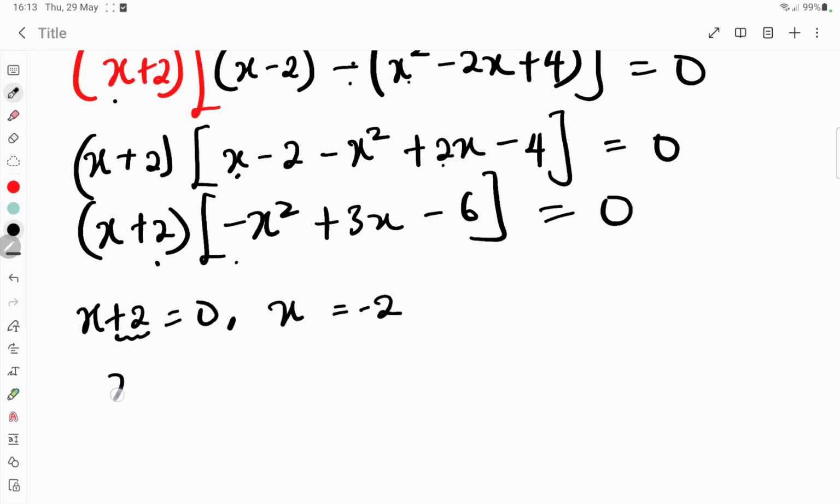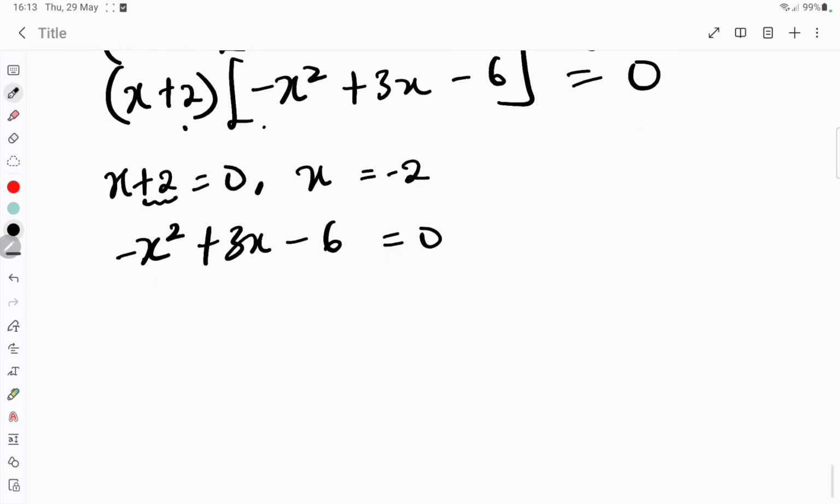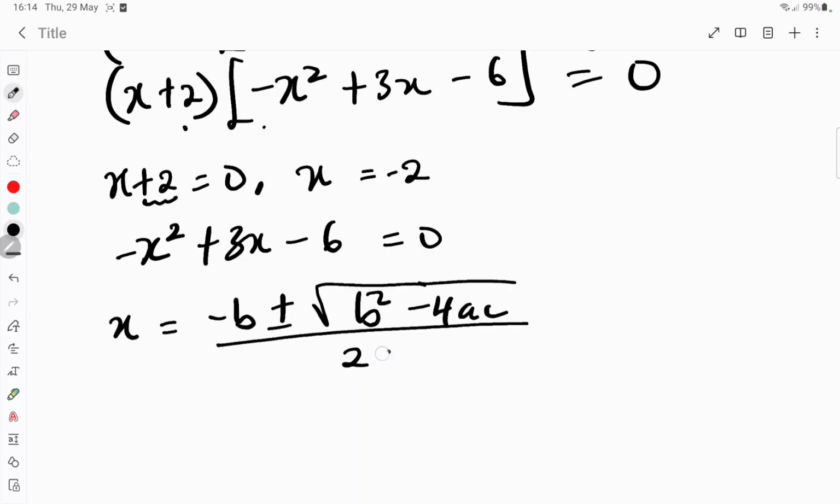Good. Then for the next term, minus x squared plus 3x minus 6 is equal to 0. If you look closely, we can't solve this by factorization. Rather, we have to solve it by the general quadratic formula, which says that x is equal to minus b plus or minus the square root of b squared minus 4ac, then divided by 2a. Our a is the coefficient of x squared, which is minus 1. Our b is the middle term, which is 3. And our c is the last term, minus 6.